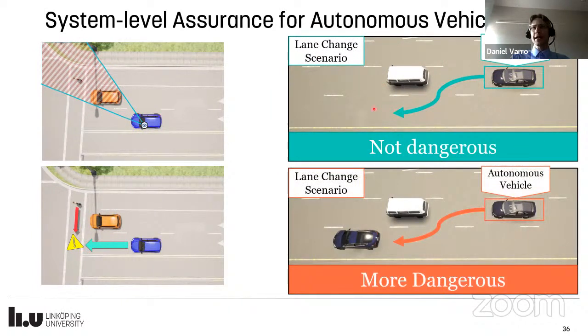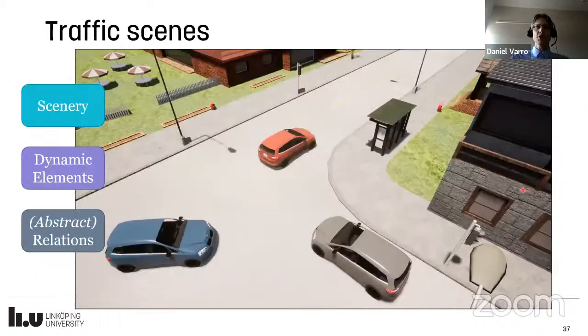One such group of scenarios is related to lane change. A lane change scenario for an autonomous vehicle is not so dangerous if there are no cars in the other lane, but the same scenario can be much more dangerous if there is a car in the target lane, which means that if each actor has the same behavior, the difference is only in the environment of the autonomous vehicle.